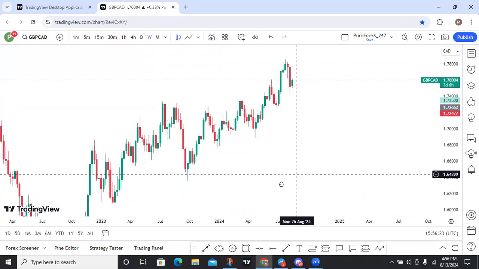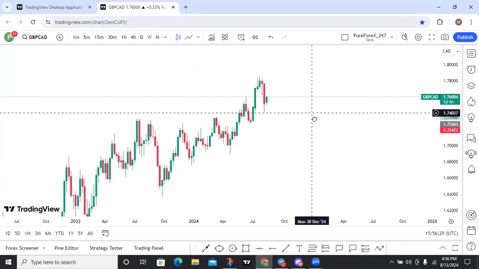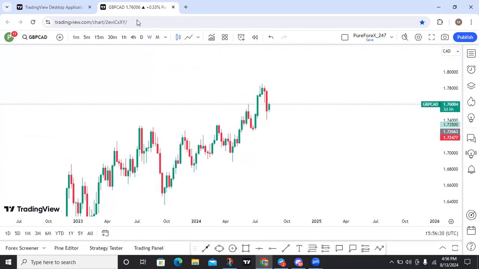If you look at the weekly time frame, guys, this is actually an uptrend. So this is higher high, higher low, higher high, higher low. This is a retracement. So higher low, we're expecting another continuation of the market to give us a higher high, right?